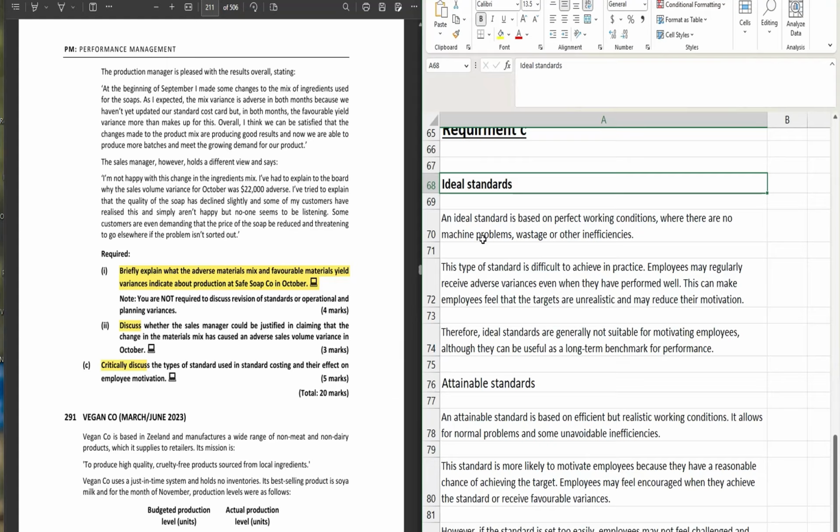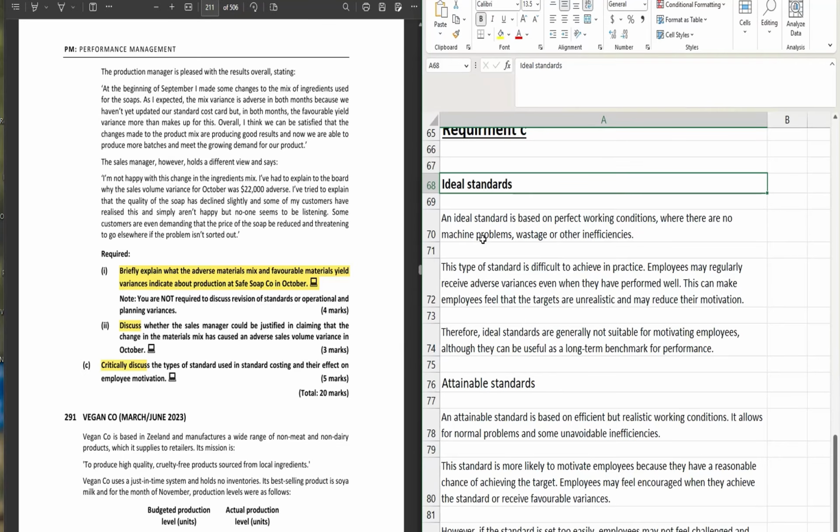So ideal standard means you are working in the perfect environment condition where there will be no motion problem, where there will be no issue, you won't take any leave, there will be no wastage, there will be no part of inefficiency in the process. And obviously this type of standard is very difficult to achieve in reality, at the ground level, because there is no way that we can't make mistakes. We are human beings. There is a high chance the machine will also break down. There will be problems in the machine.